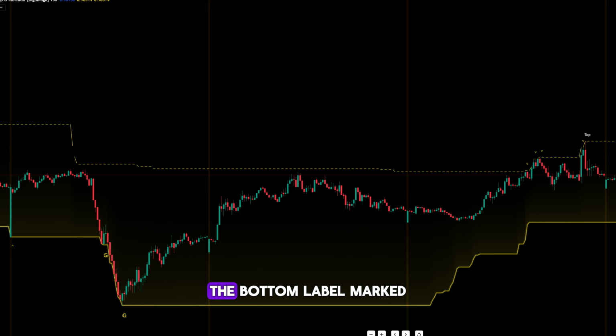On the flip side, the bottom label, marked with a G, represents a high probability market bottom or an oversold condition. It suggests a possible reversal to the upside, indicating a good time to enter long positions or close short positions. And this label reflects market conditions like low volatility or momentum shifts, signaling a potential rebound.